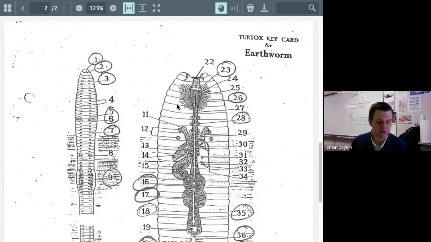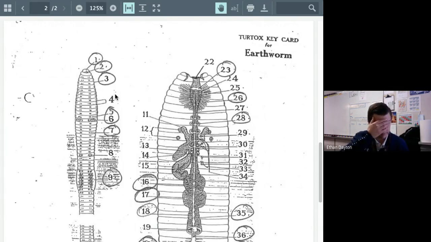Okay, 4 is also an opening for the seminal receptacle, which is a reproductive organ. What you need to know is that earthworms are hermaphroditic. They are hermaphrodites. They have both male and female reproductive organs. Okay, so 5 and 6 are openings to those reproductive organs.